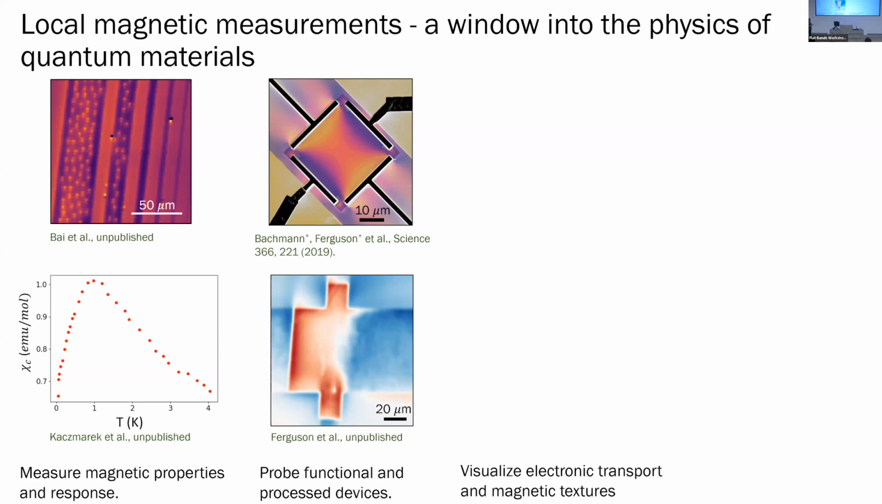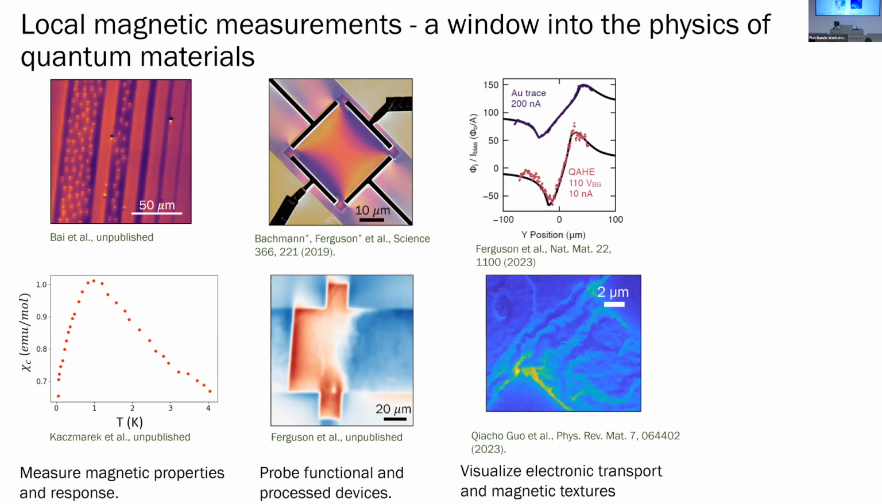You can use magnetic probes to visualize electronic transport. And so I'll talk a lot more about that in this talk. You can also use it to visualize magnetic textures. And so we'll get back to this picture here in the talk. This is actually my only image using scanning NV center and diamond microscopy. There must be a shorter way to say it.